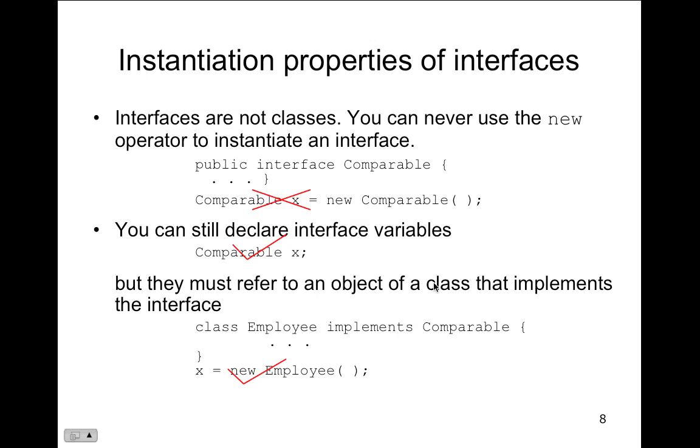But you must refer to the object of the class that implements the interface. Here we have x is equal to new Employee. We have class Employee implements Comparable. So we have x as a Comparable type object. It's basically used as a variable, and then we've taken x and had it equal to a new Employee. So we're not creating a new Comparable object. We're creating a new Employee object that implements Comparable.